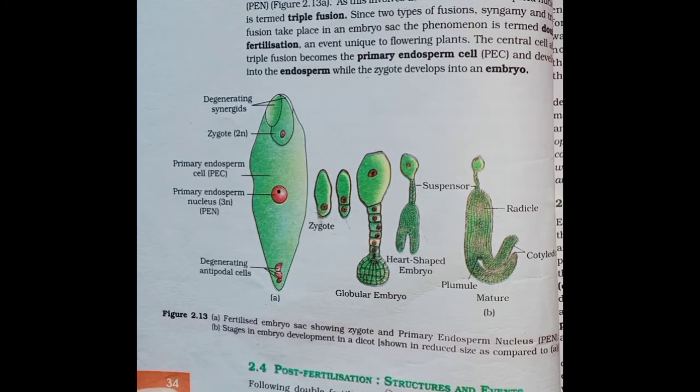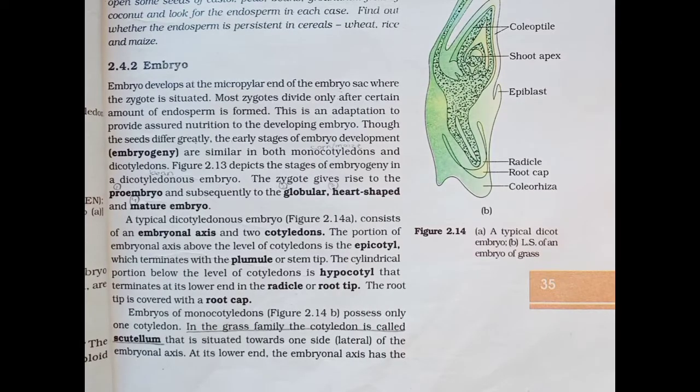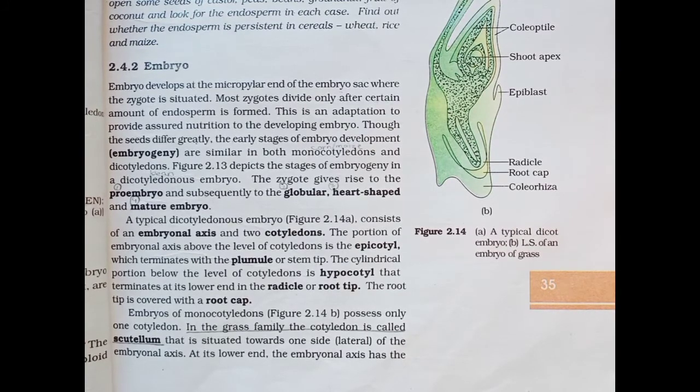4 the mature embryo. A typical dicotyledonous embryo, which we can see in figure 2.14a, consists of an embryonal axis and 2 cotyledons. So the portion of embryonal axis above the level of cotyledons is the epicotyl, which terminates with the plumule or stem tip. The cylindrical portion below the level of cotyledons is hypocotyl, that terminates at its lower end in the radicle or root tip. The root tip is covered with a root cap.